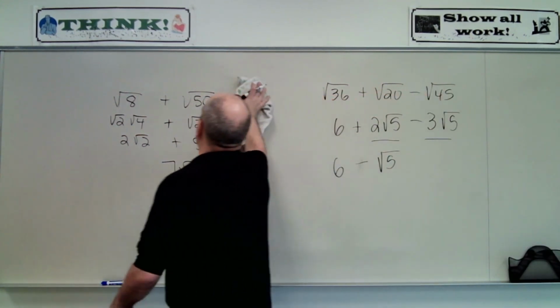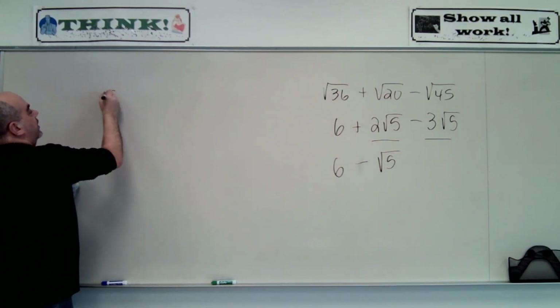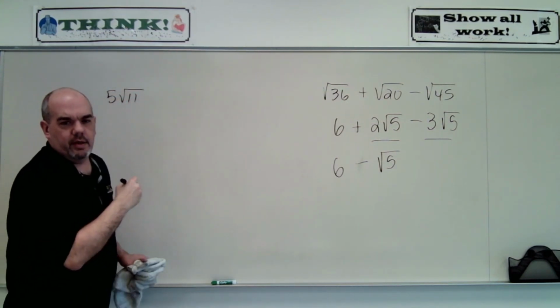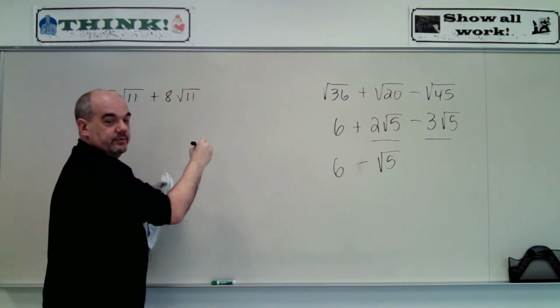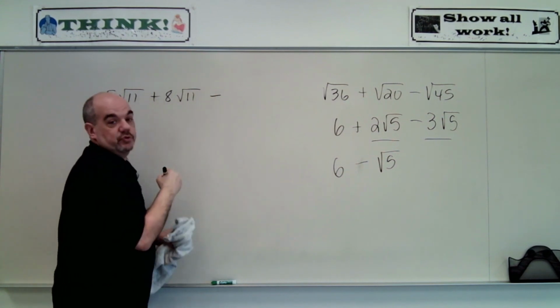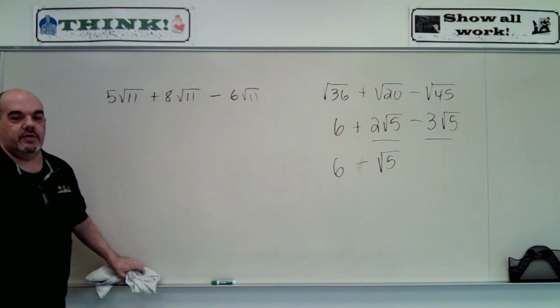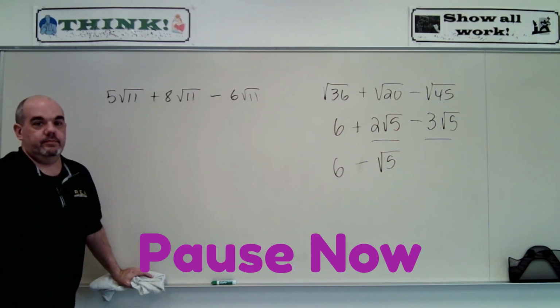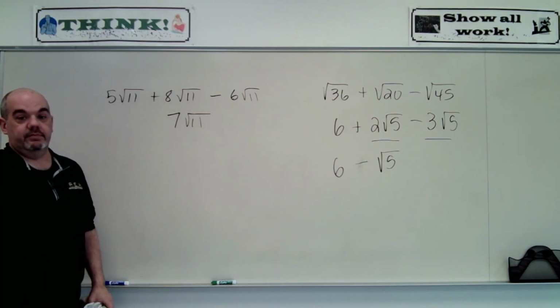All right. Let's have you try one. I'll put it on the board. You can pause the video, and then I'll give the answer. 5 times the square root of 11 plus 8 times the square root of 11 minus 6 times the square root of 11. Go ahead and pause the video now. Okay, you should have gotten 7 square roots of 11.